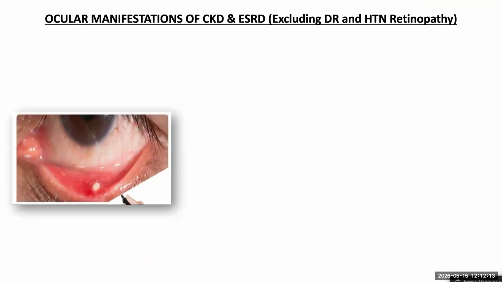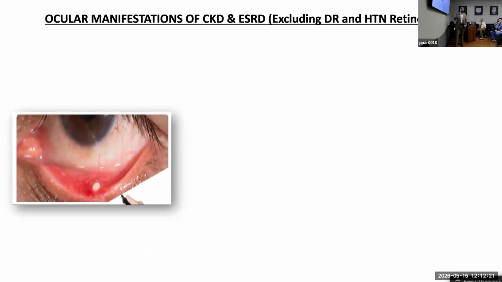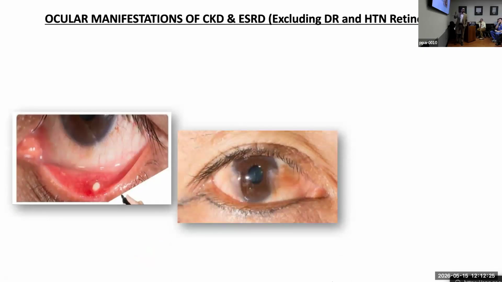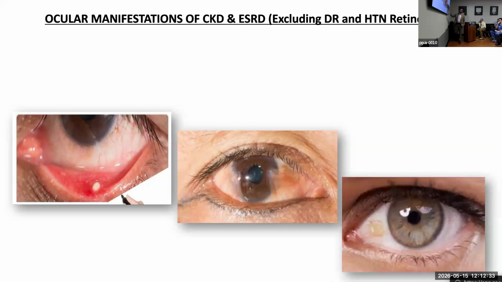So, ocular manifestations of CKD and ESRD without diabetes and hypertension. This is a conjunctival picture showing this kind of calcification, which is also common in patients with secondary or tertiary hyperparathyroidism. Anyone recognizes what this thing is? Pterygium. Yeah, this is a nasal and temporal pterygium. And this is kind of a cousin of it, which is a pinguecula.